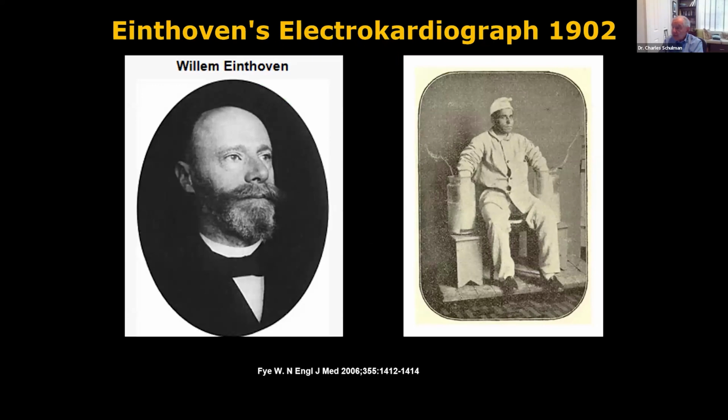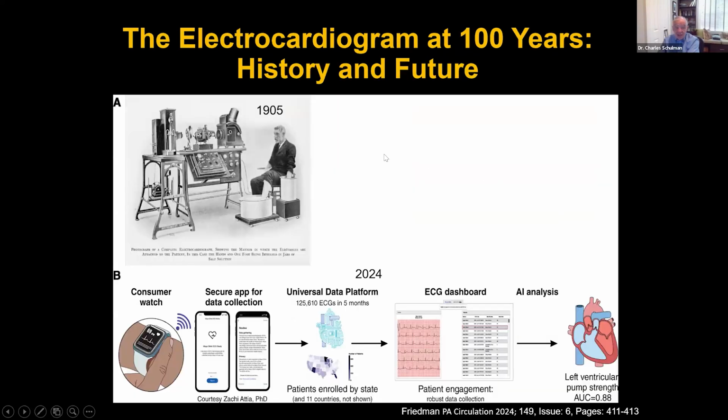So we start with Dr. Einthoven. Dr. Einthoven invented the ECG machine, the ECG or EKG in German, in 1902, for which he received the Nobel Prize in 1924. This is a picture of one of his subjects, who does not look too happy with his hands in 2 buckets of saline. And this is what the contraption looked like in 1905. Again, hands and 1 foot in buckets of saline.